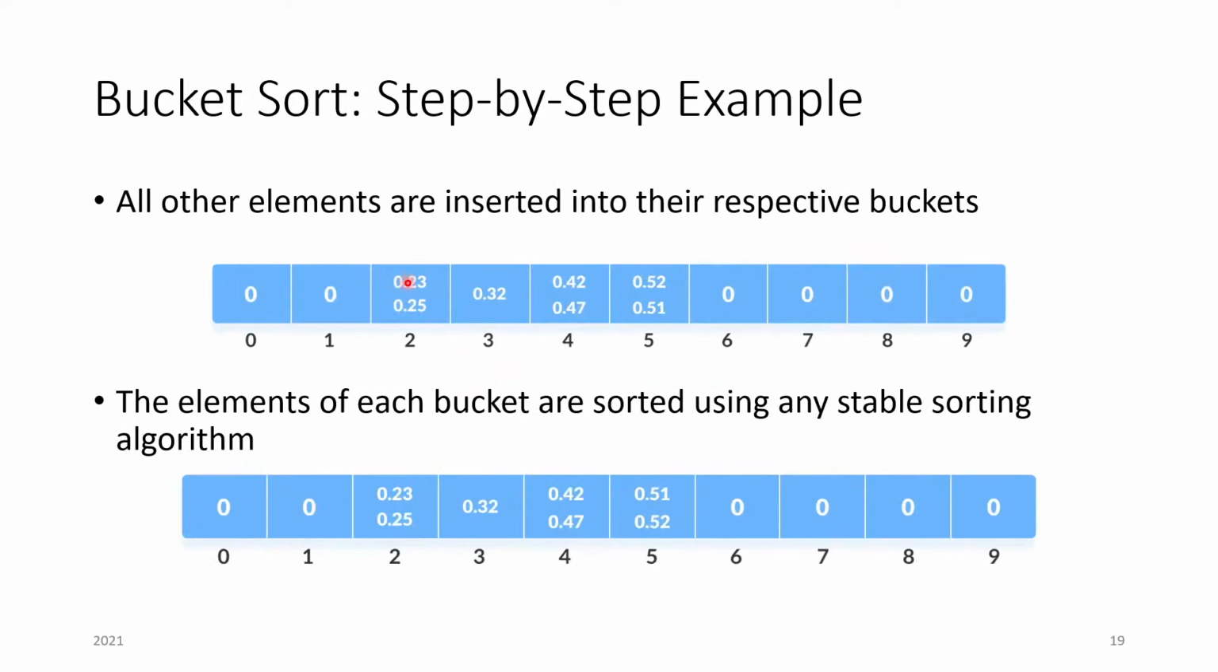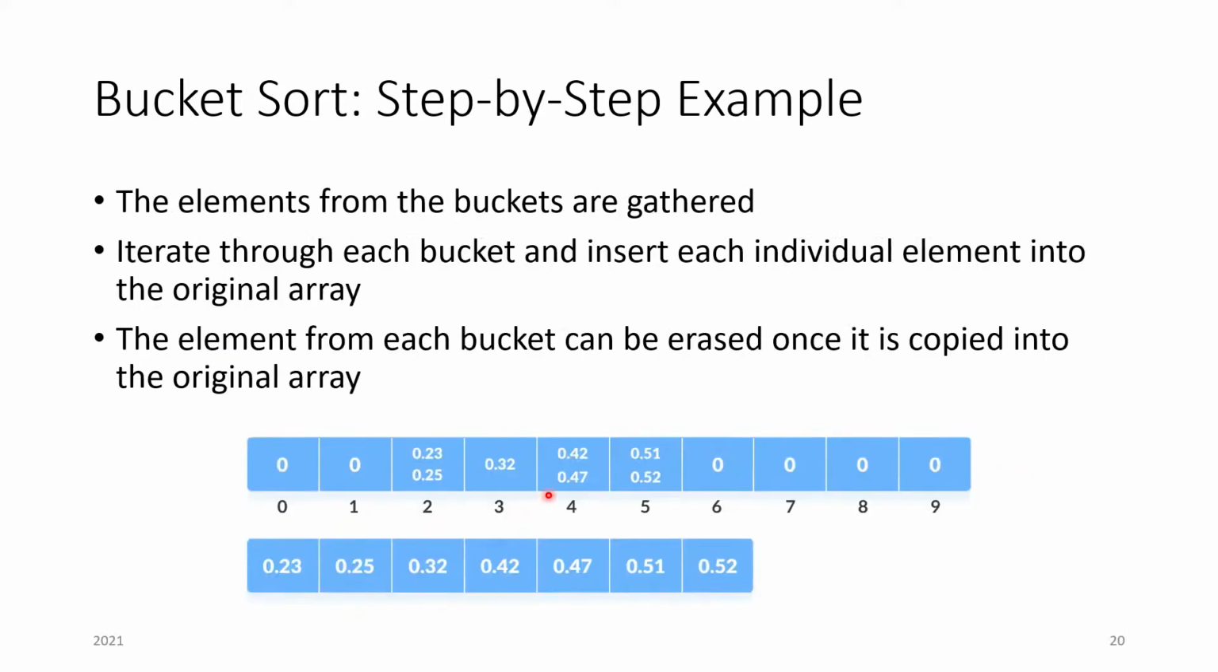Once each of these elements is slotted into the buckets, or each slot in the array representing the range, the same thing happens as we saw in the high-level example. We sort the values for each slot using the sorting algorithm, and then we just offload each of the buckets in turn to form our finalized sorted array. So you see here, 0.23, 0.25, then 0.32 goes here, 0.42, 0.47, 0.51, and 0.52.